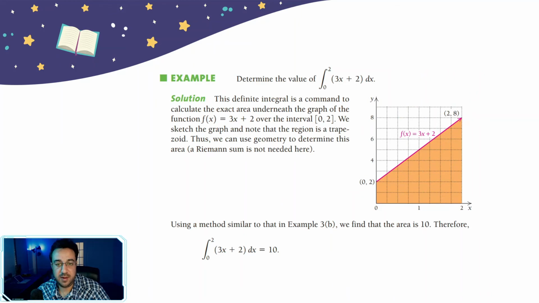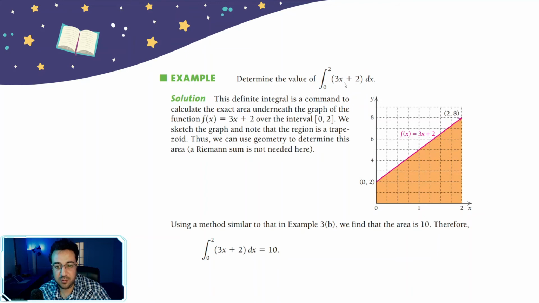Now let's have a more visual example. Determine the value of the integration from 0 to 2 of 3x plus 2 dx. Firstly, we find the integration as an indefinite integral. Assume there's no boundaries, then plug in the boundaries, if that makes sense.